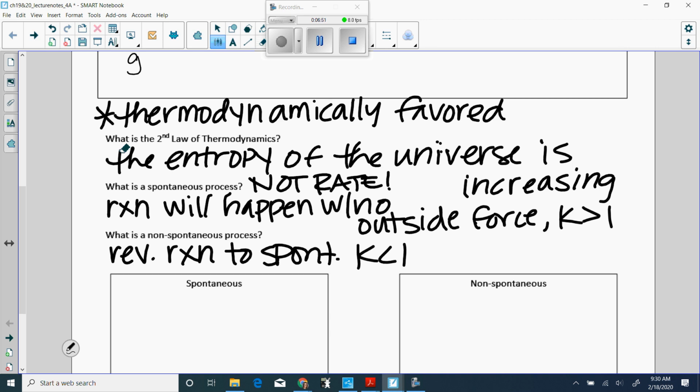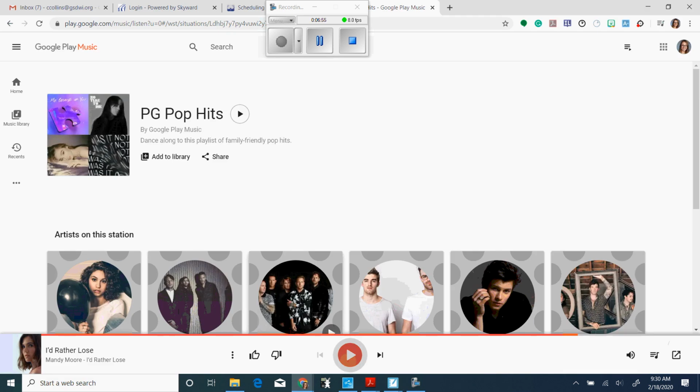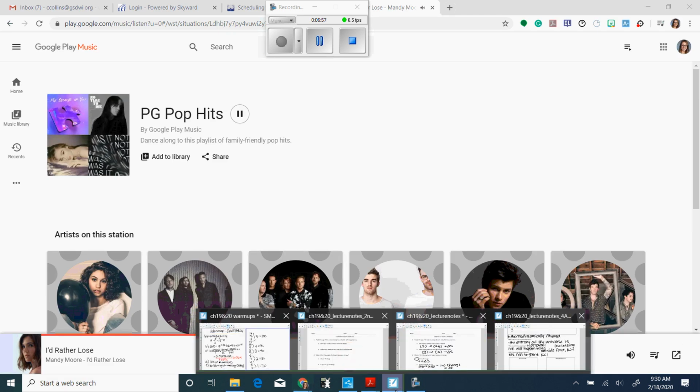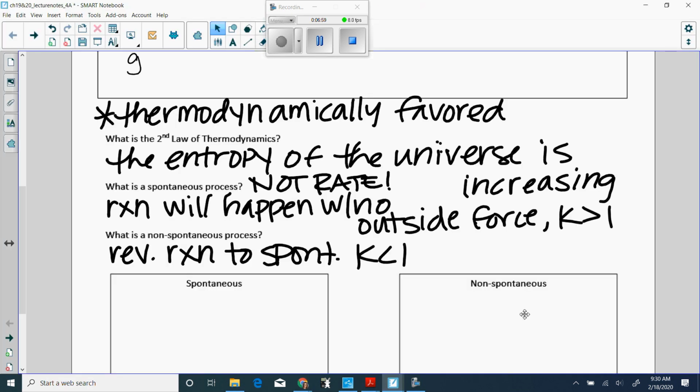I think it'd be fun to risk. Okay, so when the music starts, can you please talk about spontaneous and non-spontaneous? They thought that you'd think spontaneous means fast, so they changed the word. Spontaneous is not real.